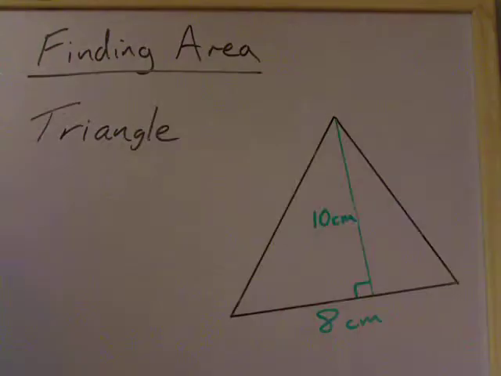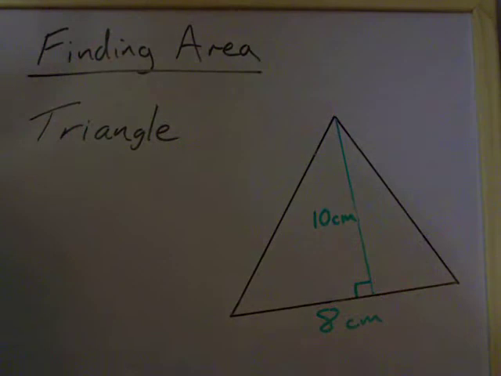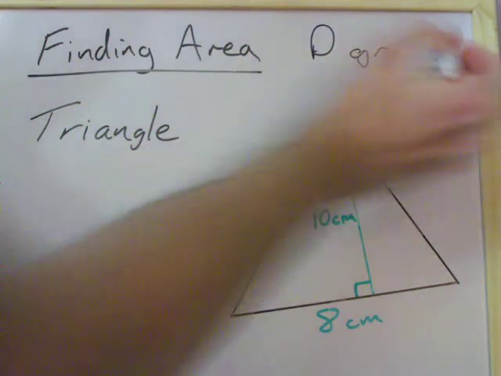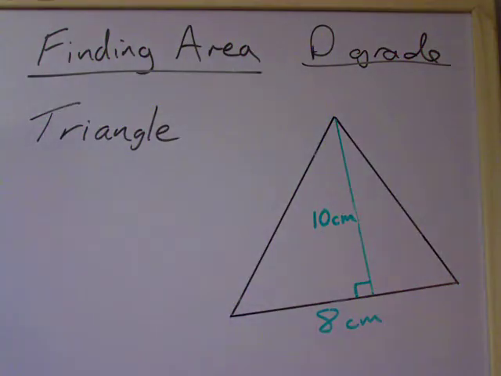Right then, Module 5, finding the area of basic shapes, roundabout. This is working around D grade. Okay, and we're going to look at finding the area of a triangle, parallelogram, kite and trapezium. If you want to try these questions before I do it, then pause the video at each time I go to a different shape, okay?